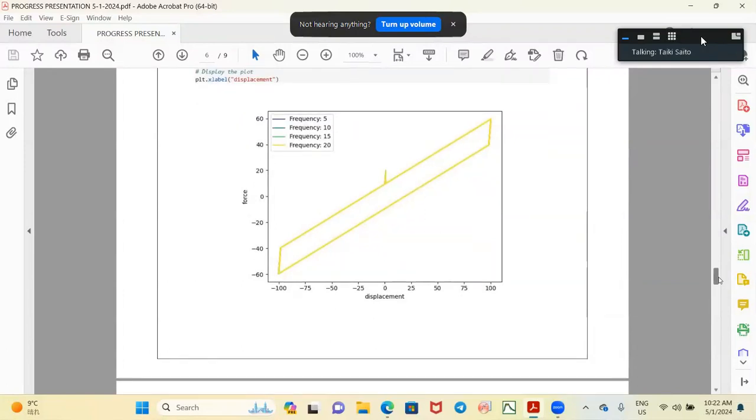So in the elastic range, it must be the same as viscoelastic in the elastic range. Yes. But it's just a straight line. Why? It's a straight line because I didn't combine it yet. You didn't combine it yet. Yes. Okay.